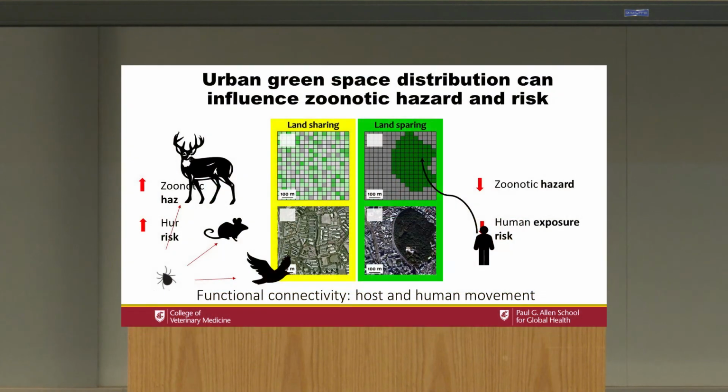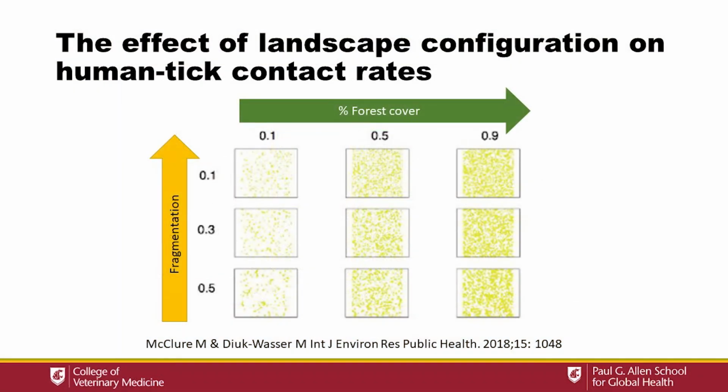So we can think that if it's more pristine and less fragmented, there's less zoonotic hazard and less human exposure risk, and the opposite if it's more fragmented. So we're interested in the functional connectivity, and in recovering this functional connectivity for humans in particular in this model, based on different landscapes. So we constructed some theoretical landscapes with a gradient of forest cover from 10% to 90%, and then a gradient of fragmentation. And so we have 200 landscapes that we run our models on.